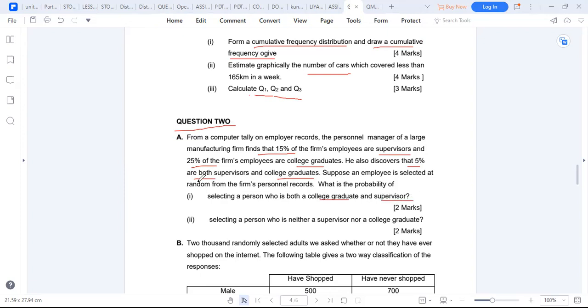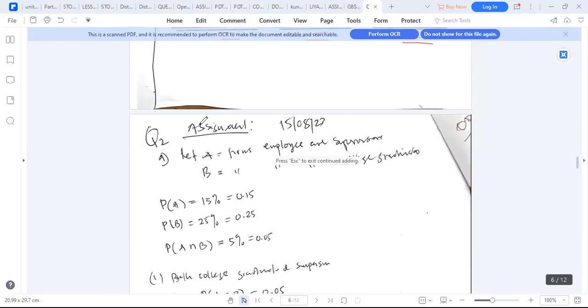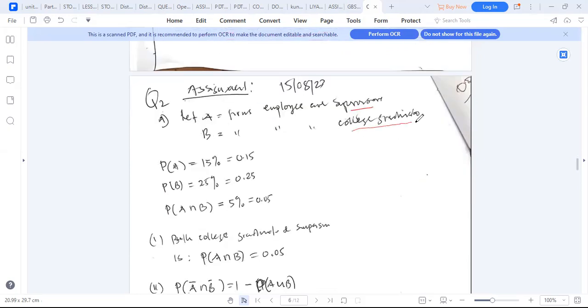This one is mentioned here, so we can come up with a key. We can let A be supervisors, and let B be college graduates. So in this case, we let A be employee supervisors, B be college graduates.